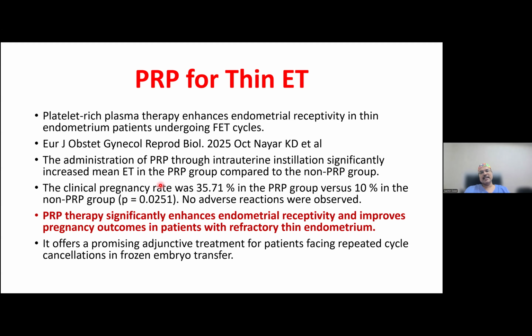That clinical pregnancy rates were 35% in the PRP group versus 10% in the non-PRP group. And they found that PRP significantly enhances endometrial receptivity, improves pregnancy outcomes in patients with refractory thin endometrium, and it offers a promising adjunctive treatment for patients facing repeated cycle cancellations in frozen embryo transfer. So my answer for this, if she is ovulating, do a letrozole FET and you will never ever have problem with thin endometrium in your patients undergoing FET.